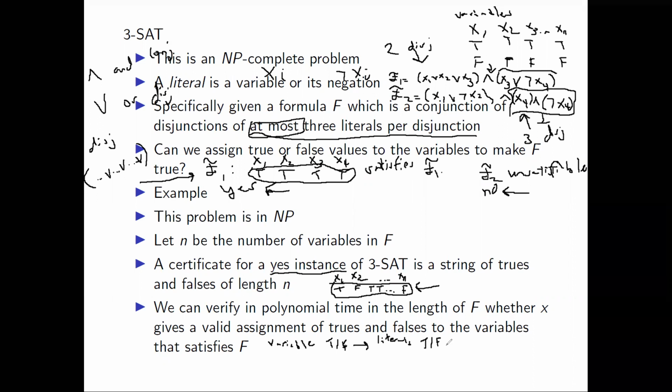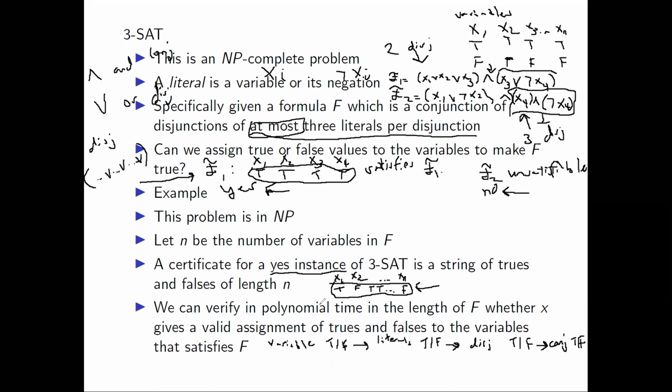And then given that, in polynomial time, we can use that to find the true-false values for all the disjunctions. And then we take all the disjunctions, and if they're all true, then the conjunction is true. And if any of them is false, then the conjunction is false. So in polynomial time, that gives us the true-false value for the conjunction.